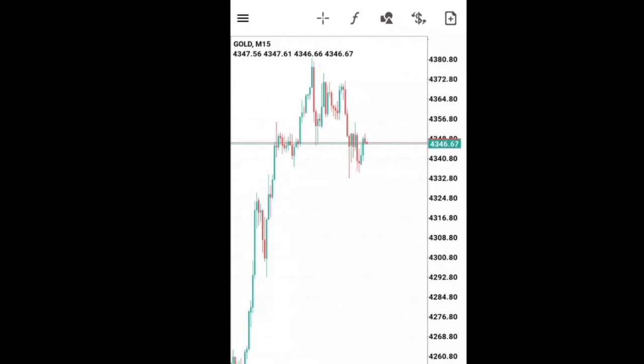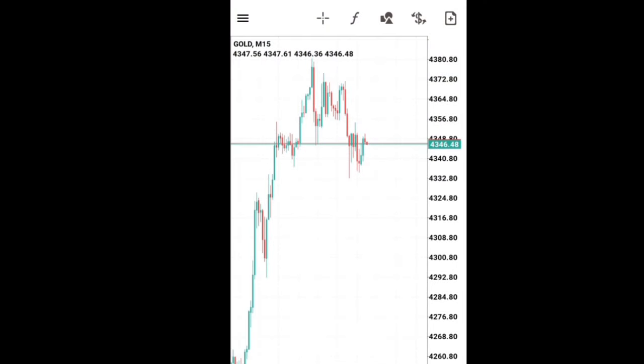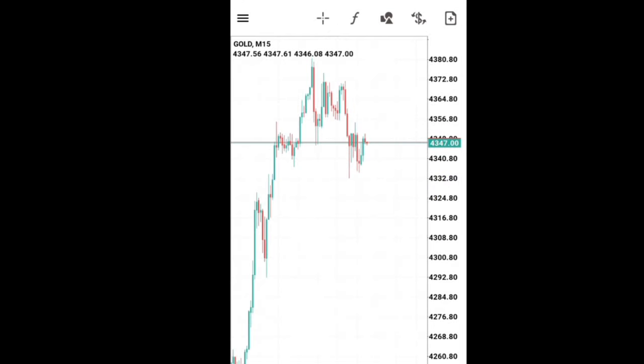So without further ado, let's get back into the business of the day and discuss stop loss. What is it? How do you place a stop loss in a buy trade or in a sell trade? That is what we are looking at. So like I said initially, stop loss is that measure that you take to prevent you from losing your capital. If you're trading without a stop loss, you're risking 100% of your entire capital. That means you're planning to make a certain amount of money while risking all that you have. That is foolishness. That is not wise.